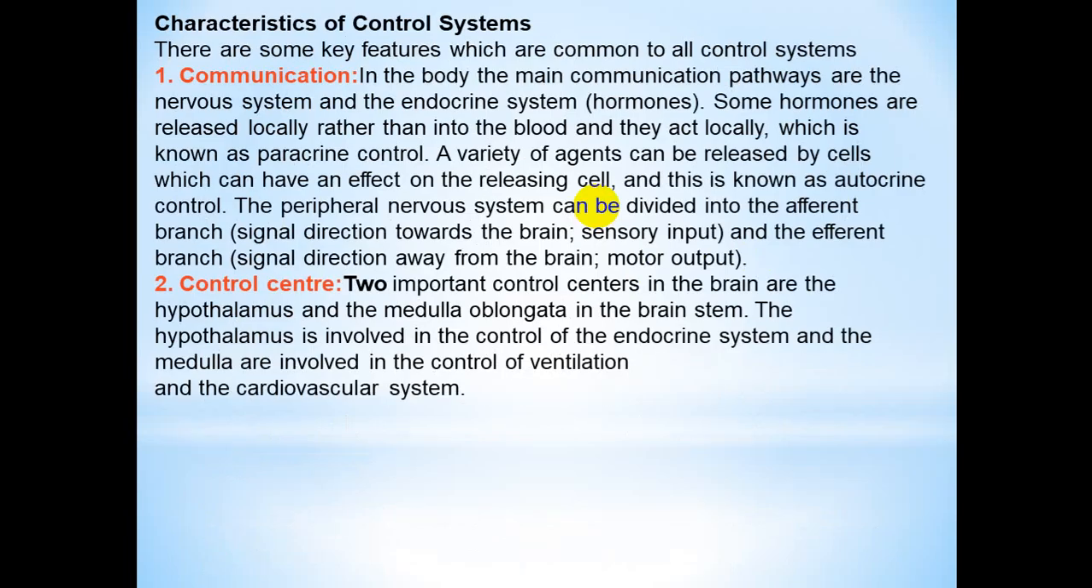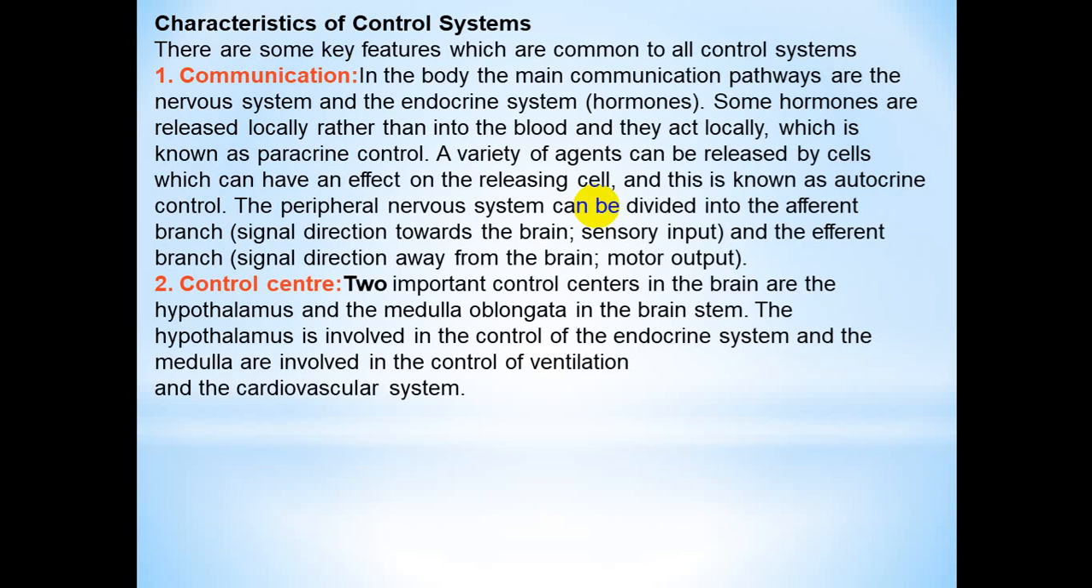Characteristics of control systems. There are some key features which are common to all control systems. First is communication between body systems. In the body, the main communication pathways are the nervous system, the main communication pathway inside the human body, and the endocrine system, which is the hormones.